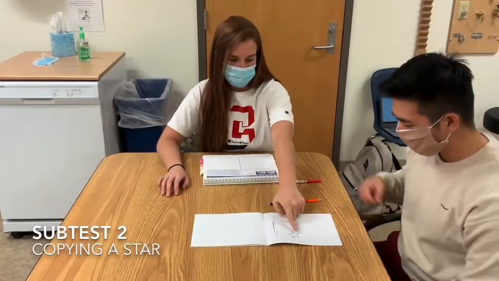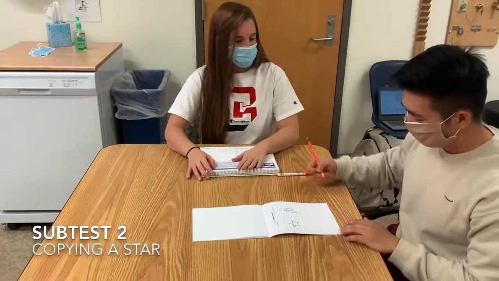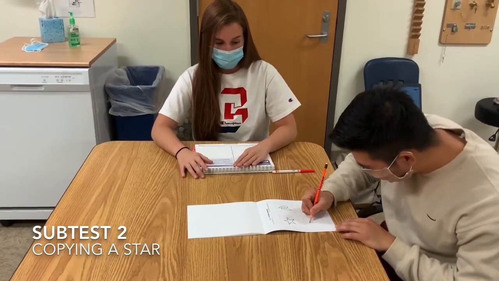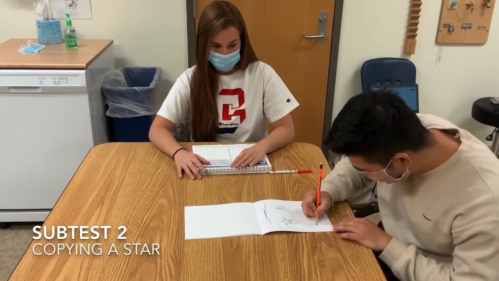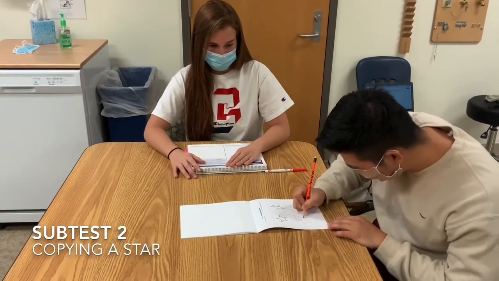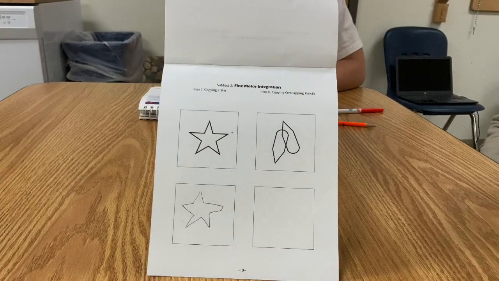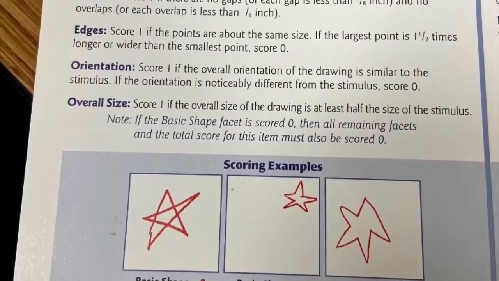Now draw this shape here. Make it look just the same. Ready? Begin. Good work. Joe Rich received a raw score of 4 based on his accuracy when copying the star.